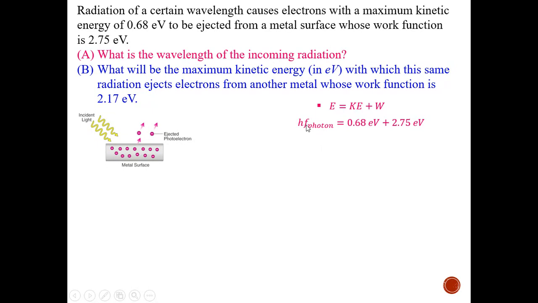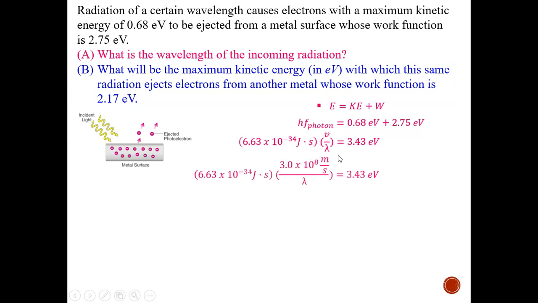But what I can do is break frequency up into speed divided by lambda. Here's h for Planck's constant, that's 6.63 times 10 to the negative 34 joule seconds. Instead of frequency, I want to break frequency up into wave speed divided by wavelength. Well, the question is looking for wavelength, and I know what v is. v is just the speed of light, because again we're dealing with light here. On the right side, 0.68 eV plus 2.75 eV is 3.43 eV.